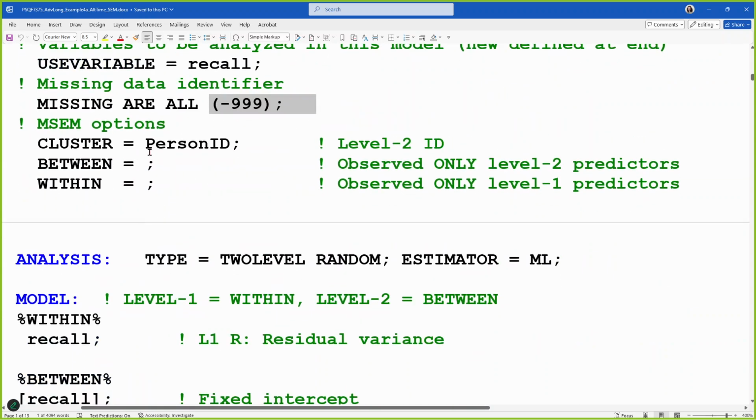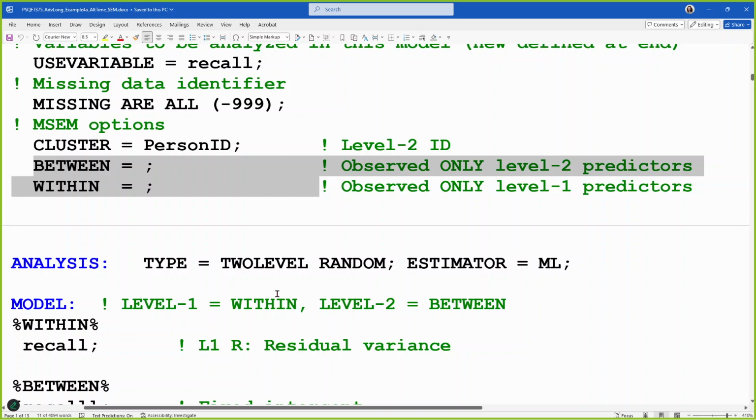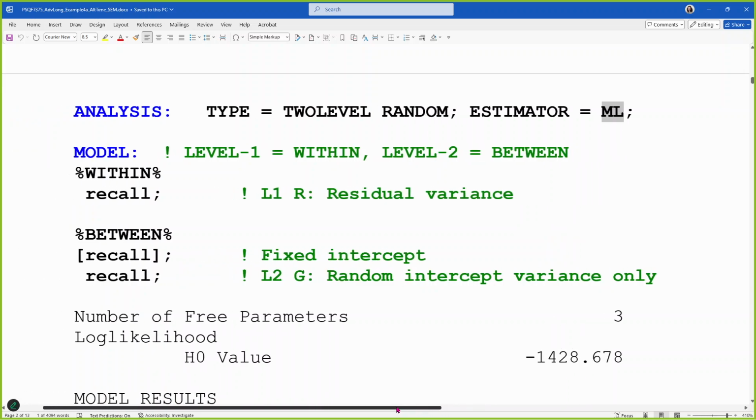And then M-SEM options more specifically. What is your level 2 identifier? And then between and within is where we're going to stick predictors whose variance should exist only at one level. So it's not going to try to split it into between versus within if you put them on these lines. Type equals 2-level random is what we're sticking with. We don't need the random part just yet, but it's coming very shortly. And I'm using regular flavor maximum likelihood rather than the robust version so that the results will match as closely as possible to those of SAS, Stata, and R.